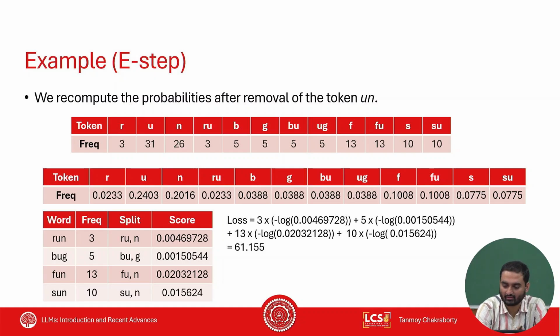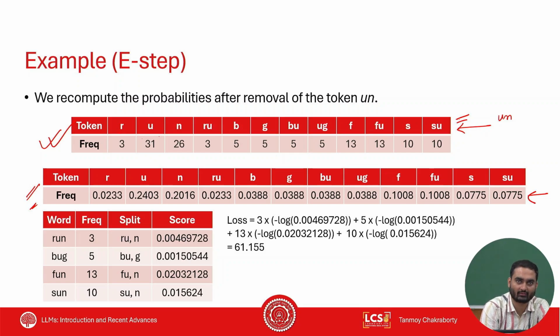Now, once we removed UN, this is the modified table. This is the vocabulary: RU, RUN, RU. Look here, the token UN is not present at all, along with its corresponding frequency. Since you already removed the token, the corresponding bigram probability will also change, right? So now the resultant bigram probability is this one.